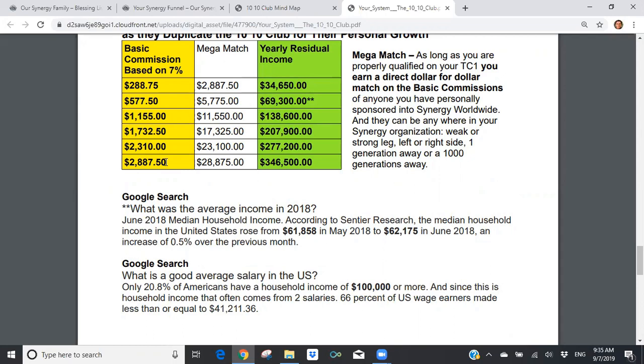Now, that puts you in, there's about 20% of Americans who have a household income of $100,000 or more. Typically, that household income is based upon two people working. Here, if you implement your 10-10 Club and teach people that you've personally sponsored to do the same thing and teach them to teach those that they've sponsored to do the same thing, you have the potential over a period of time to create an income stream that allows you to have the financial independence for you and your family to do the things that you want to do rather than doing the things that you have to do.